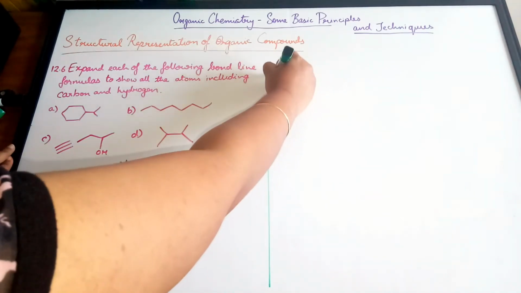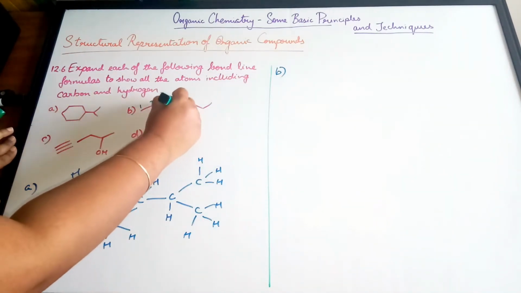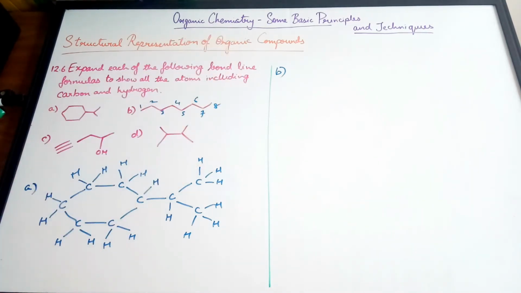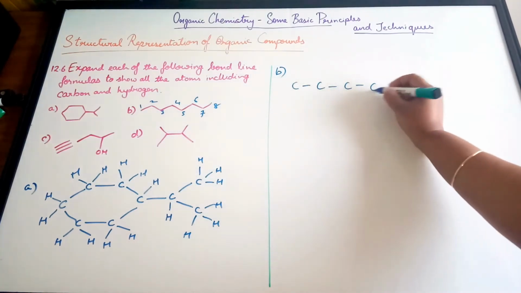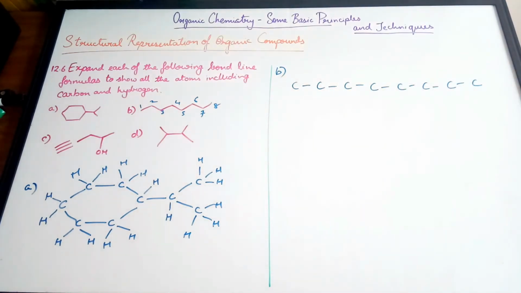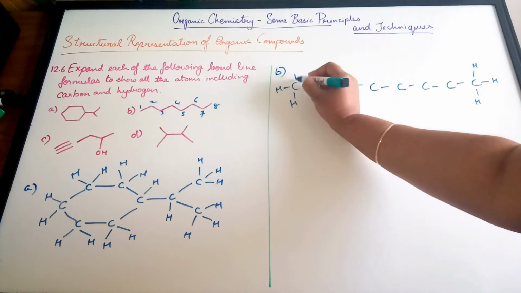The next one, B. Now 1, 2, 3, 4, 5, 6, 7, 8. So you have 8 atoms of carbon in this molecule. So first let's write down that. We know that the terminal carbon atoms are always going to be CH3 unless and until specified. So H, H and H. Here also you have H, H and H.